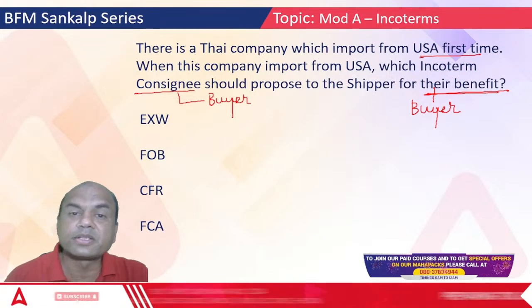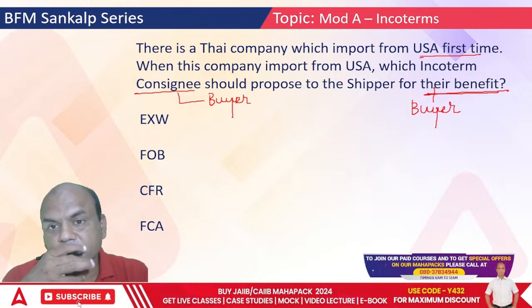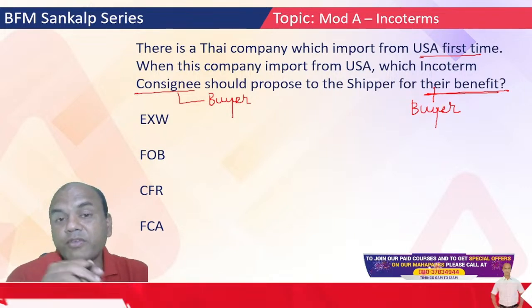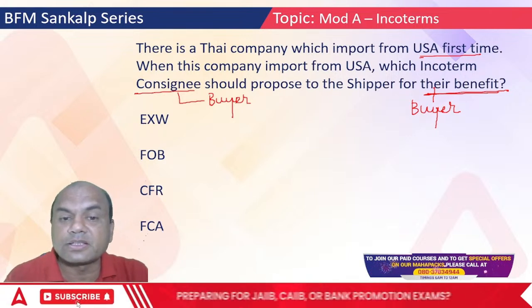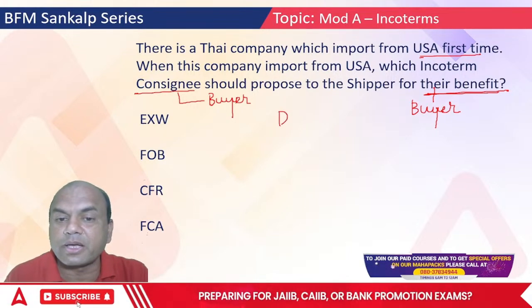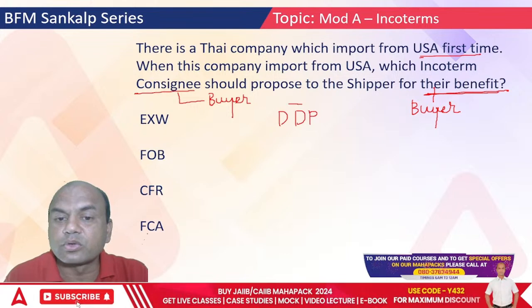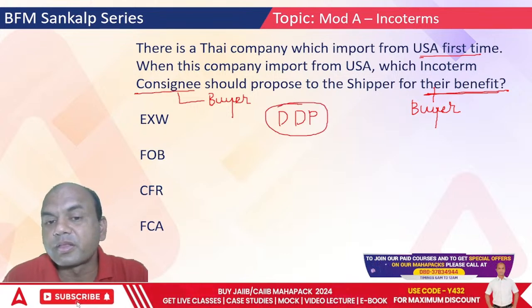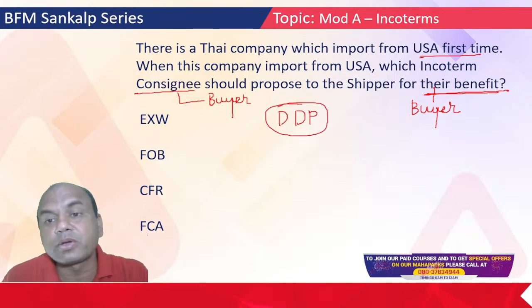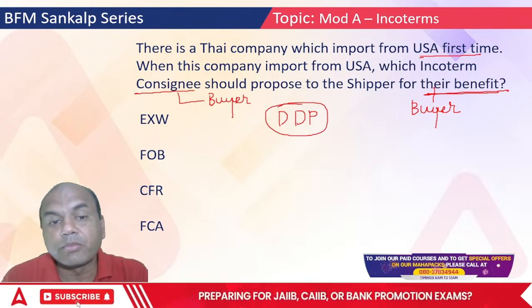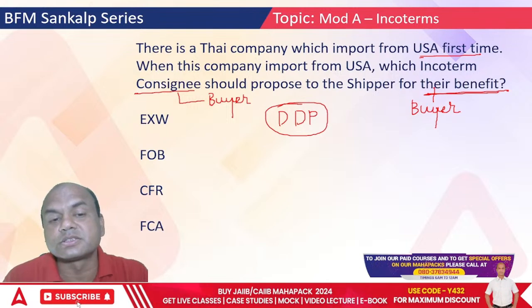Now, what do you say about this? Now you are having the problem. All of you might be thinking, sir, the best one is DDP for the buyer. But there is no DDP given over here. So the right answer is DDP, but no DDP given. But what is the answer then? See here, we have to choose the best among these.